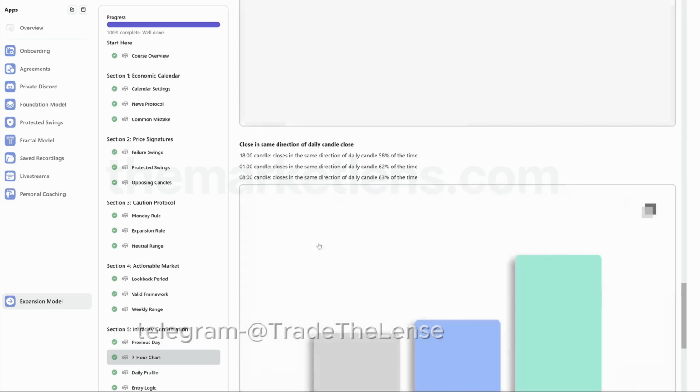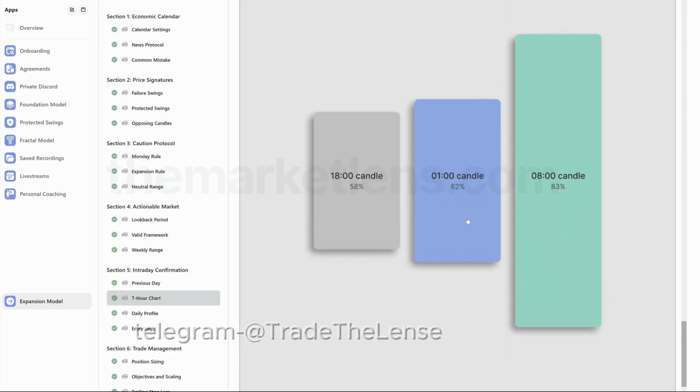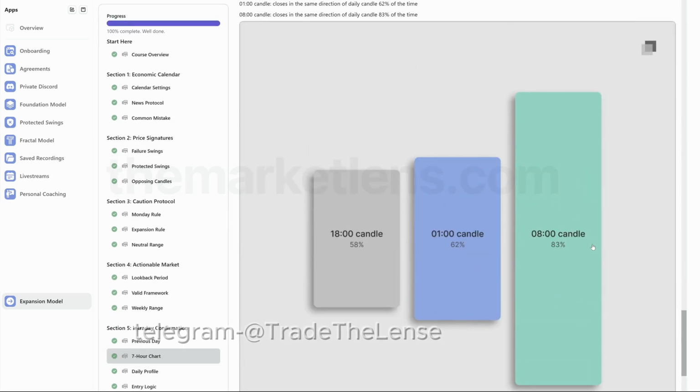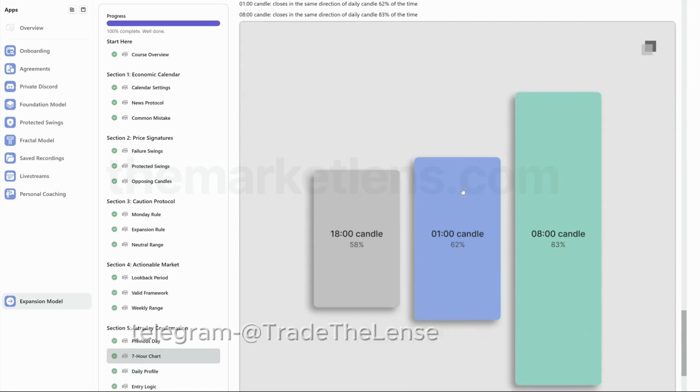And that's just when we bring all these things together: the majority of the daily range, 83% of the time, closes in the direction of the daily candle. 40% of the time it can make a reversal. You can see that difference here. It's really the candle or the hours where we either want to be entering within, or holding a position through those hours. On average, that is where I want to be participating.